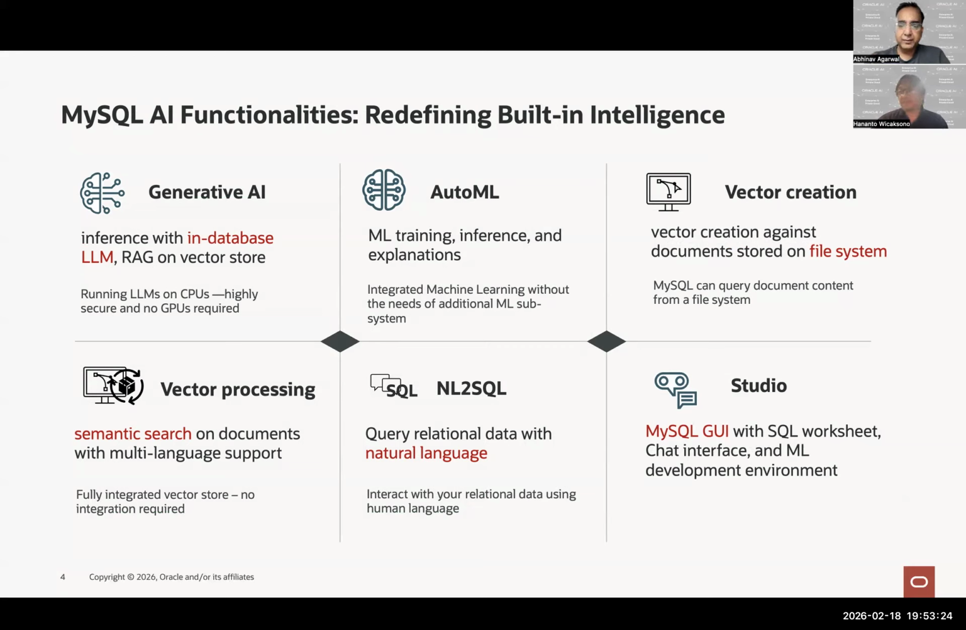Once you have the data available in your vector store, you want to ask questions of it. You want to run semantic searches on it. Now, semantic searches can be run on your vector data without using an LLM, but you can also use the results of your semantic queries and searches and send it to an LLM for further explanation, summarization, and so on. MySQL AI comes with a fully developed vector processing capability that allows you to do these semantic searches on your documents, but also use it in conjunction with the in-database LLM that MySQL AI ships with.